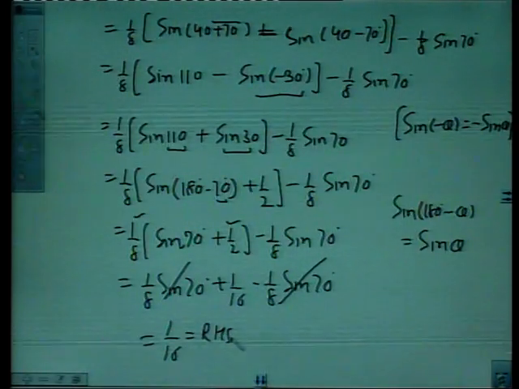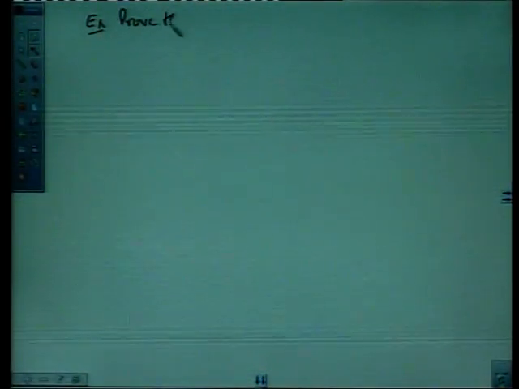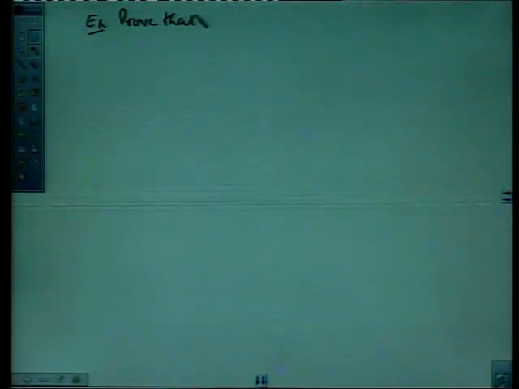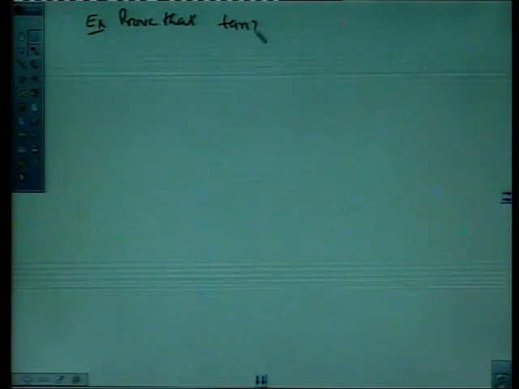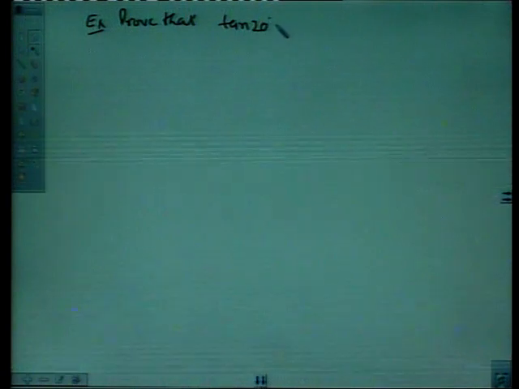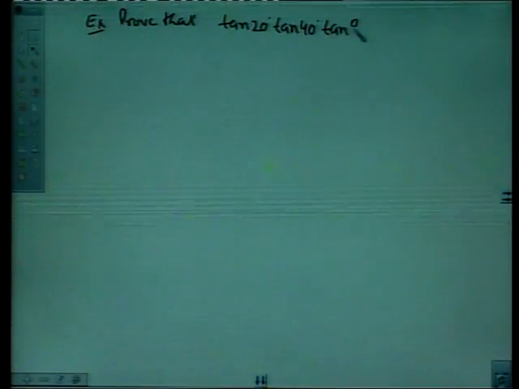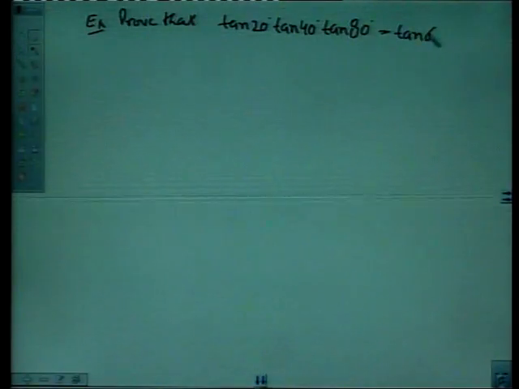So one more example, take one more example, say prove that tan 20 degree tan 40 degree tan 80 degree is equal to tan 60 degree.